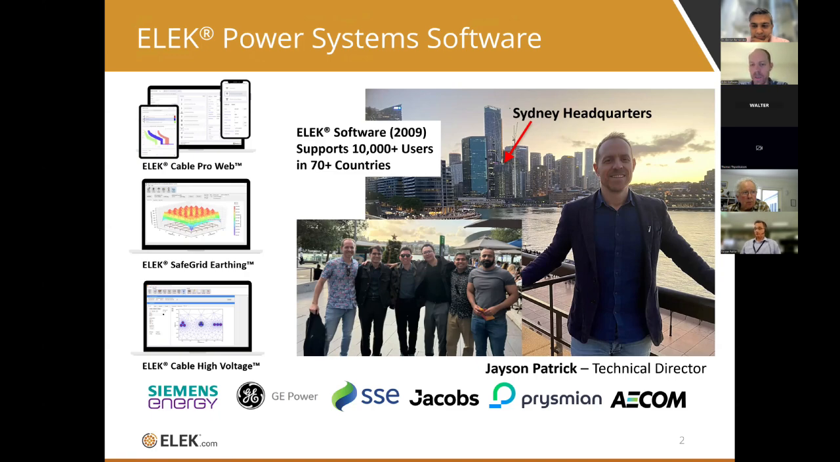So we are headquartered in Sydney, Australia. That's where our head office is, but we're also a distributed team. We have three main software products. ELEK Cable Pro Web for low voltage electrical design, ELEK SafeGrid Earthing software for earthing system modeling and analysis, and ELEK Cable High Voltage software for cable ampacity calculations. We have a lot of customers globally in many different countries. We develop the software, we do the research and development, we build the software, we support the software, and we support the customers.